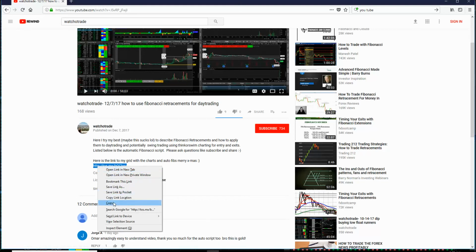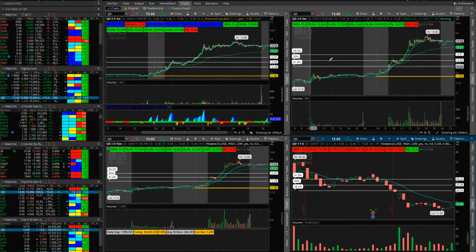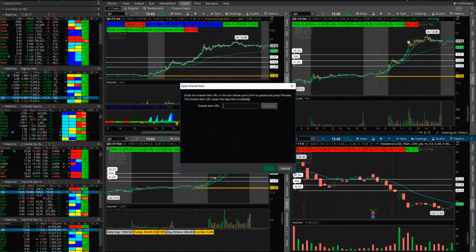So you copy the link, and then you go into, you don't see it here, but it's right above, something called setup. When you click setup, you gotta go to where it says open shared item, and then you paste it. You hit Control V. And then you hit preview, and then you hit open, and it opens up. I already have it there, but that's how you load this, and what it will give you is everything.